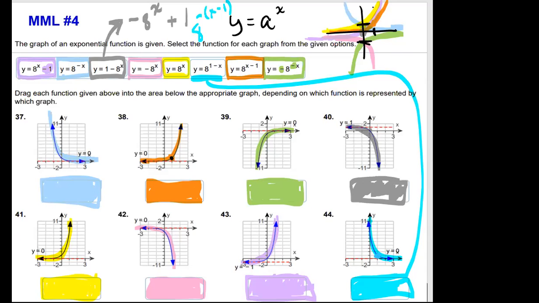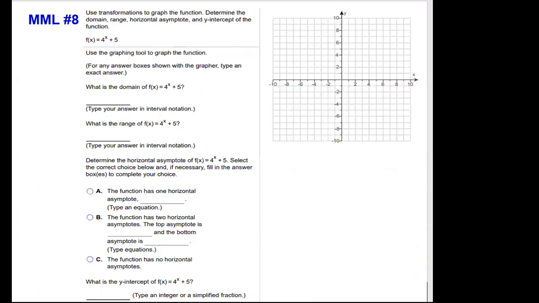Have fun. And then you're going to go to the next one where you're going to have to use the graphing tool in my math lab. And the graphing tool, when you look at your little toolbox, you're looking for the box that has this little picture in it. That's the exponential graph. Looks like that. So use the graphing tool, all right? This is the graphing tool.